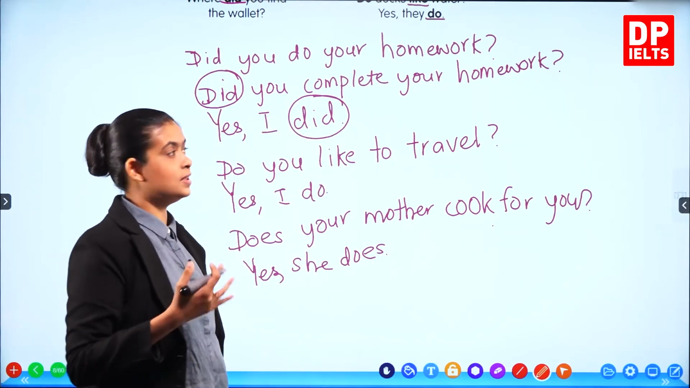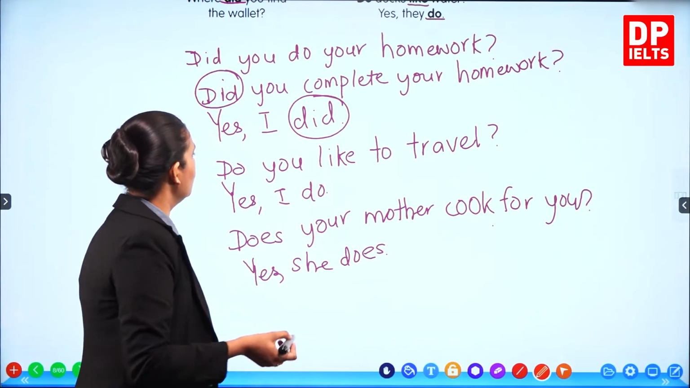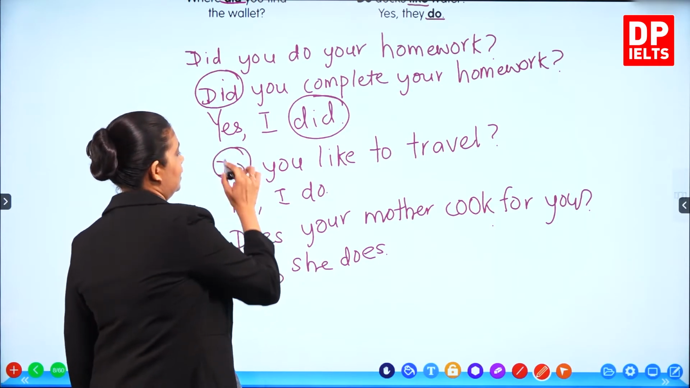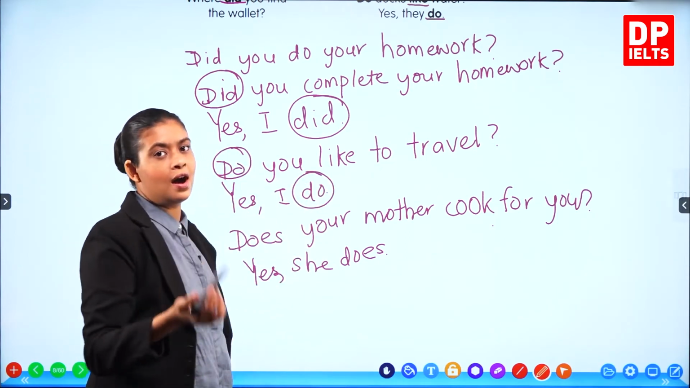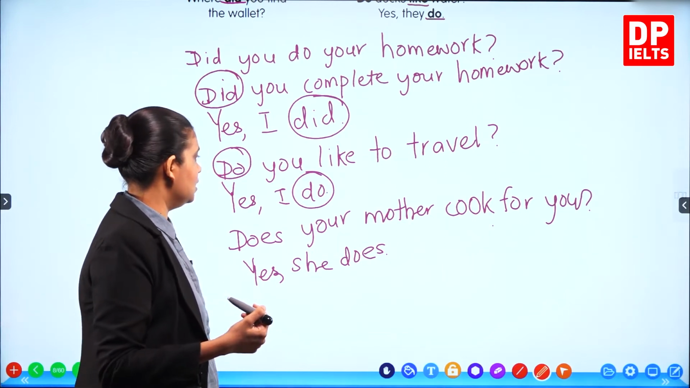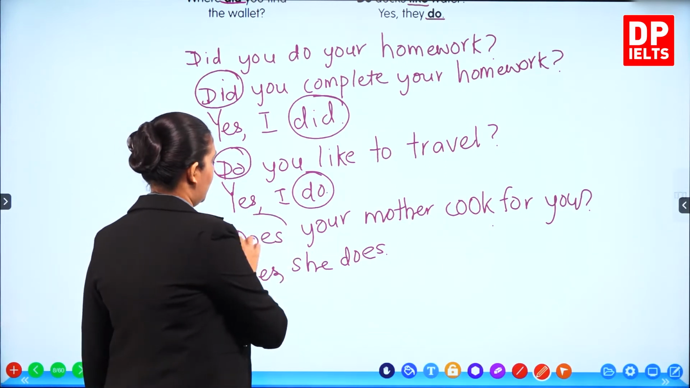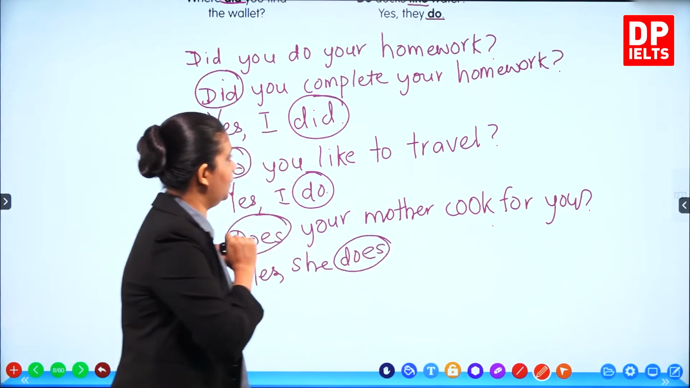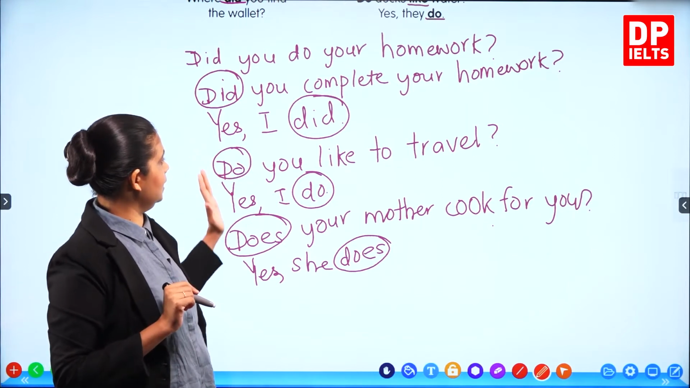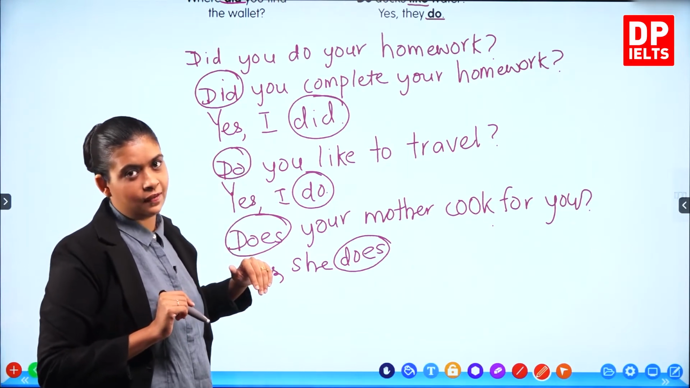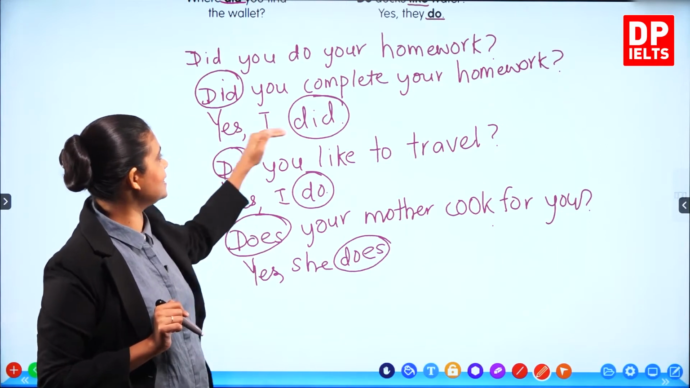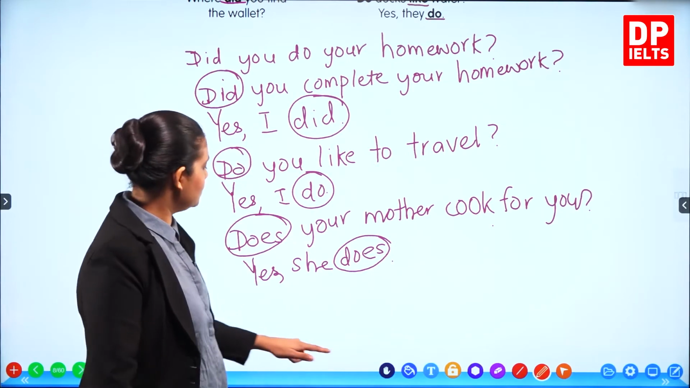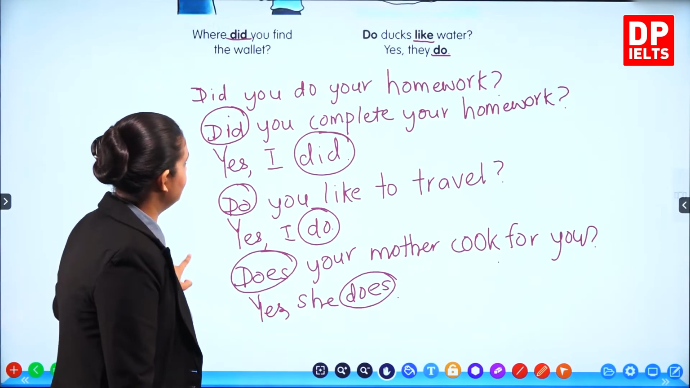So here you can see the different examples. Do you like to travel? So that's a question tag. Yes, I do. You are answering that question. Does your mother cook for you? A question tag. Yes, she does. So you are answering the question. Now, if you can see, the structure remains the same in the answer tag. Yes, I did. Yes, I do. Yes, she does. Right. So, let us have a look at it.